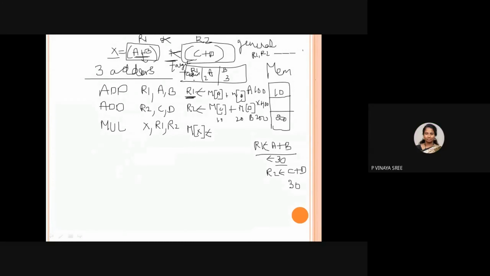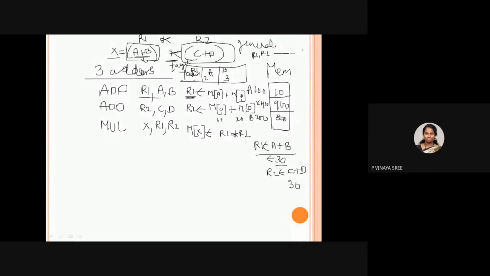So in M of X, the memory location with address 400, we are performing R1 into R2. In R1 we have 30 and in R2 we have 30, and the result will be stored in memory location 400. What will be the result? 900. Yes, that 900 will be stored in that particular location. So this is your 3 address instruction format.